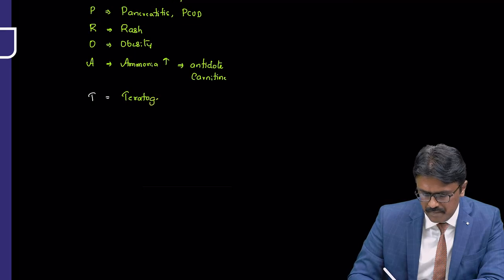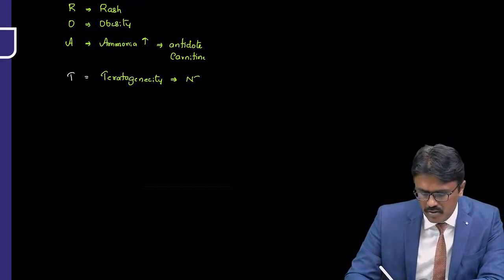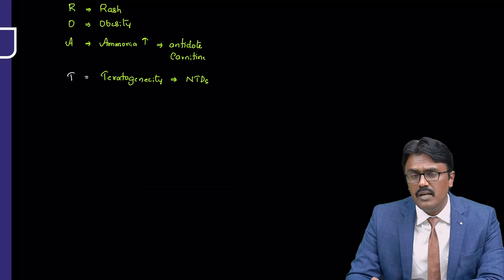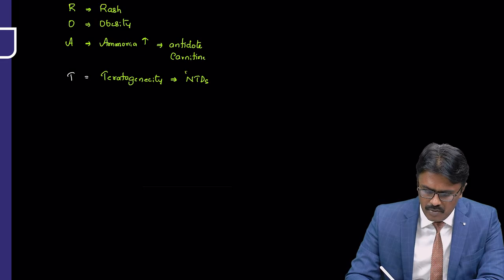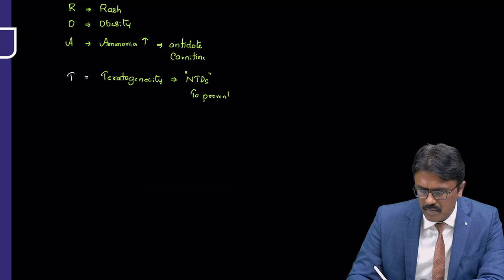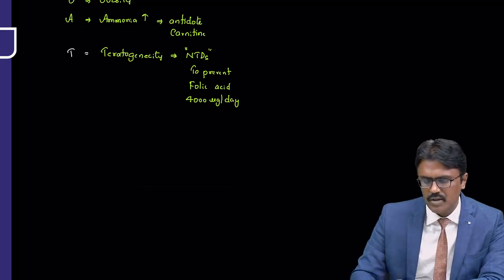teratogenicity. So teratogenicity, what we see with valproate is mainly neural tube defects. Remember, the teratogenic risk is very high with valproate, most teratogenic drug. Now, how do you prevent this? To prevent neural tube defect, a patient on valproate, we use folic acid. How much should be the folic acid? It is around 4000 microgram per day, and that is what we use to prevent that.